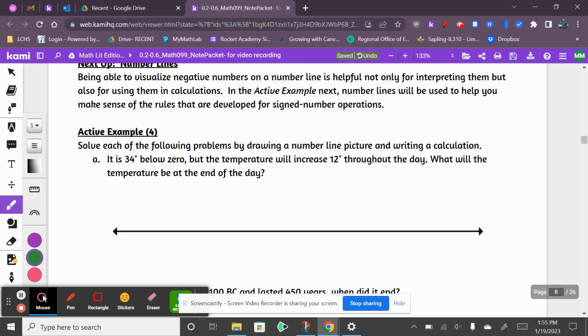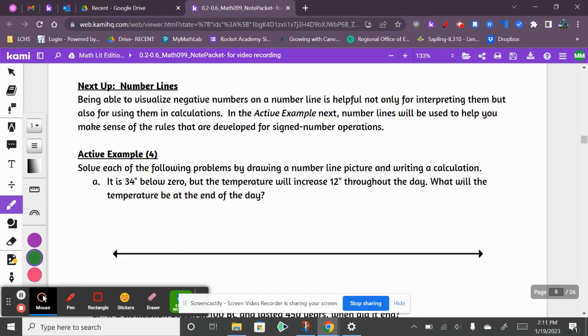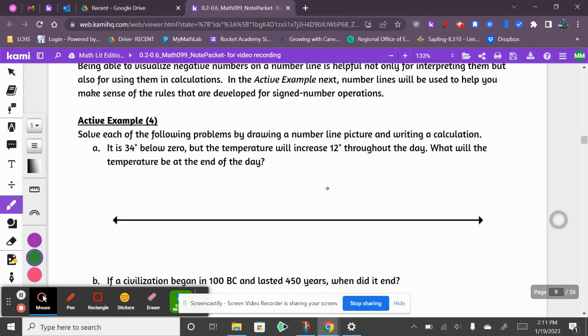Being able to visualize negative numbers on a number line is helpful not only for interpreting them, but also for using them in calculations. In the active example next, number lines will be used to help you make sense of the rules that are developed for signed number operations. Solve each of the following problems by drawing a number line picture and writing a calculation.